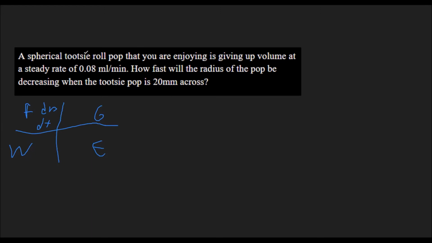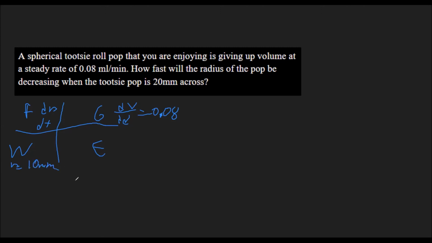Now, what are we given? We're given that the volume is decreasing at 0.08 milliliters per minute, where V equals volume. Now, when do we want to find dr/dt? Well, we want to find it when the Tootsie Pop is 20 millimeters across. Now, this is a bit misleading because you may assume that 20 millimeters is just the radius. This is actually the diameter. So we're going to try to find it when r is equal to 10 millimeters.